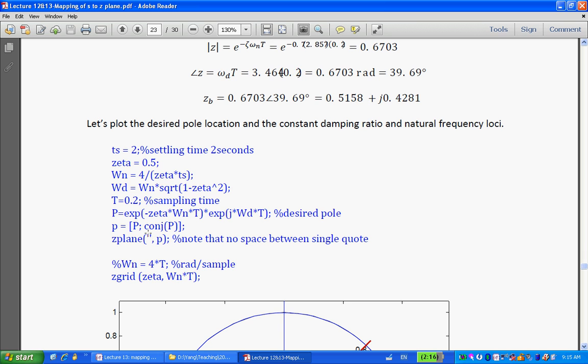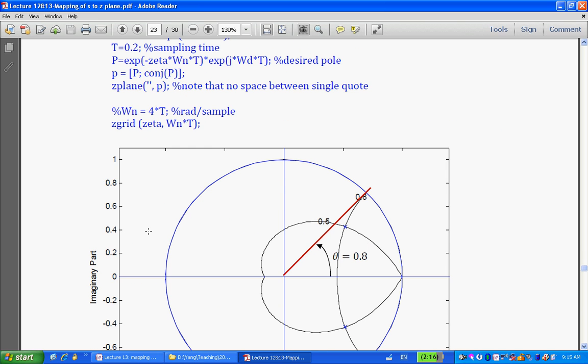Okay, so the z-plane will draw the location of these two poles here, and then we use the z-grid. The z-grid is what I showed you previously, but we're not drawing every one of them. We're only drawing the corresponding 0.5 spiral and also the corresponding natural frequency omega n T. So this is 0.8 here.